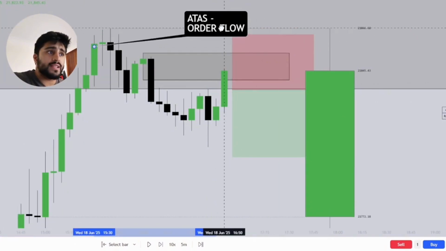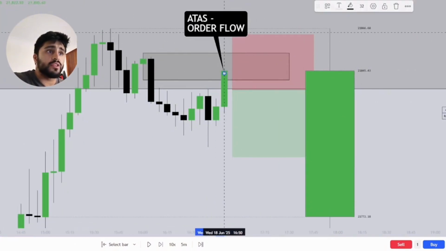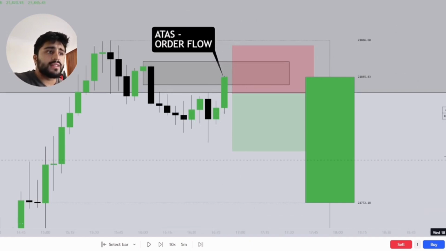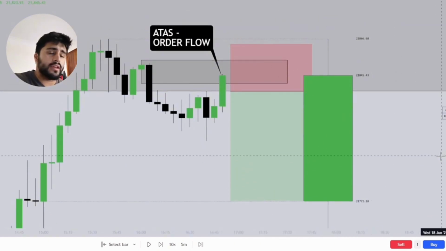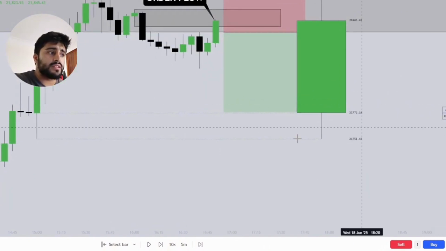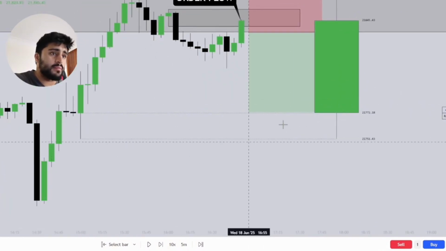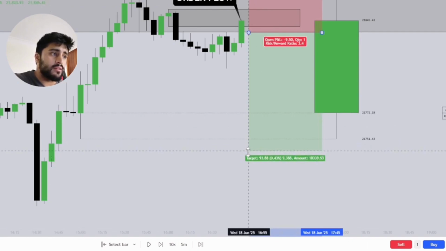Right? So you're using the A-test platform even here as well. You're looking for the absorption of buyers. And simply put, you want to be targeting the 10 a.m. Eastern as your first target, but realistically you want to be targeting the fair value gap below the 10 a.m. Eastern, which is really down here.